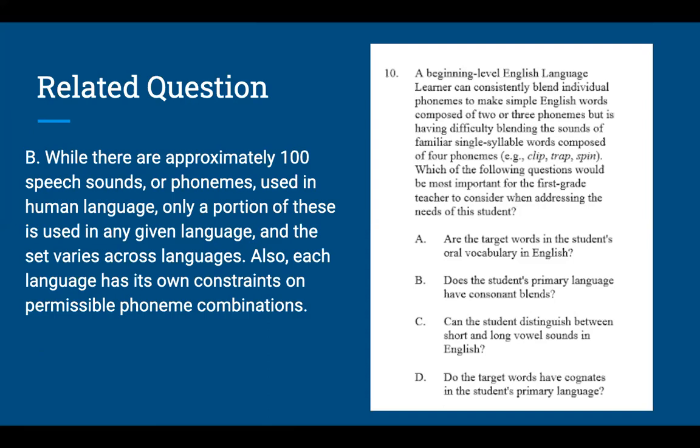So this question was a little tricky because we didn't really talk about how the ability to blend phonemes or manipulate phonemes varies in different languages. So it's important to know you're talking about an English language learner in this problem, but also you're talking about a specific skill, which is blending, which would make A, C, and D incorrect because they're not directly related to the defined skill of blending.